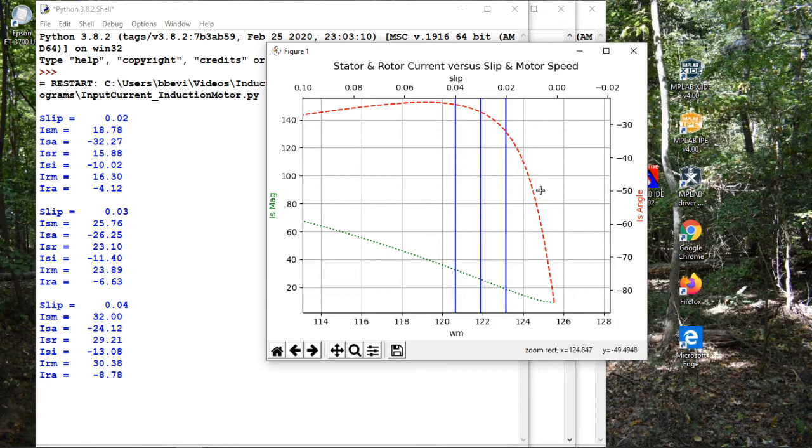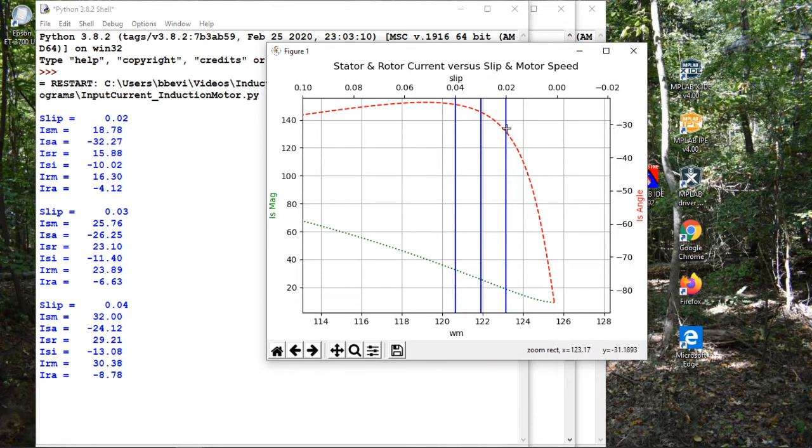Okay, and so here we're at a slip of 0.2, which is the operating range here. Then we notice that we get a current down here, which is about 18 amps, the magnitude of the current in the stator for a slip of 0.2. But notice what happens when we have a slip of 0.3. It goes up to about 26 amps, 25.7 amps. And if we have a slip of 0.4, then basically it goes up to about 32 amps. So it's going from about 18 up to about 32 amps for just a change in slip.